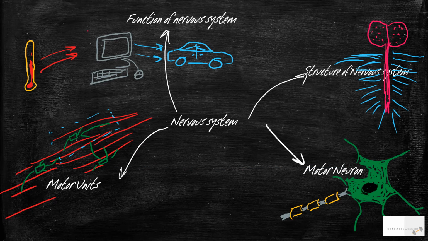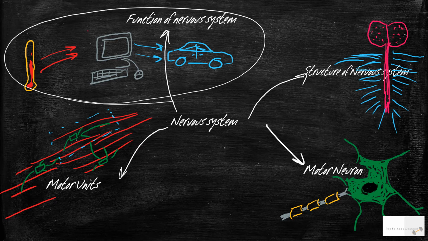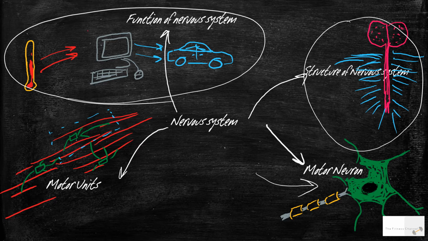So on my map for the nervous system, we're going to start off and figure out why on earth we have this nervous system in the first place. What are the functions of the nervous system, or what does it do? Then we're going to dive into the structure of the nervous system. So we'll figure out the two main sections and then subdivisions of the nervous system. We'll go a little bit more into the structure of a motor neuron, so we'll figure out what all the different parts of a motor neuron are. And then the last thing we're going to cover is motor units and a fabulous law called the all or none law.